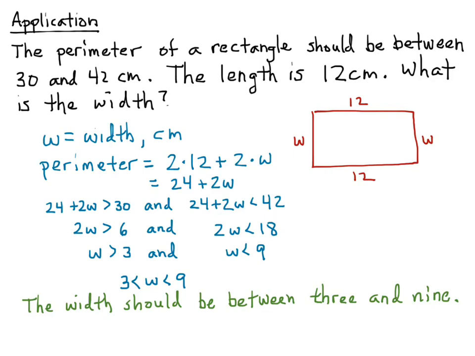Okay, any questions on that? Just one. How did you choose 30 and 42? Because that was my problem, it asked that the perimeter is between 30 and 42. Oh, right, sorry.